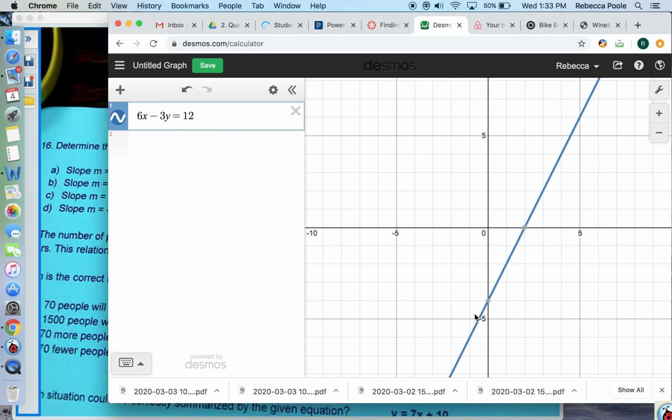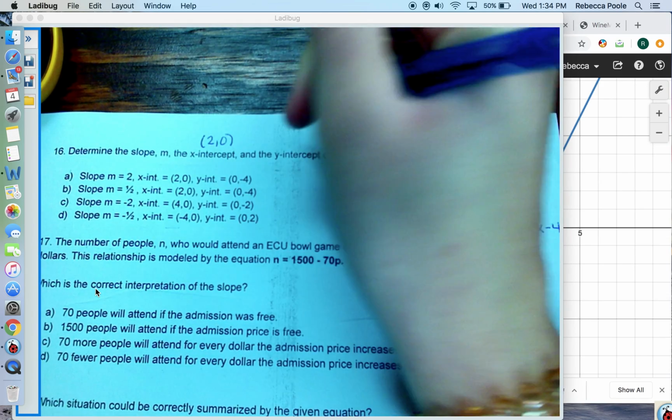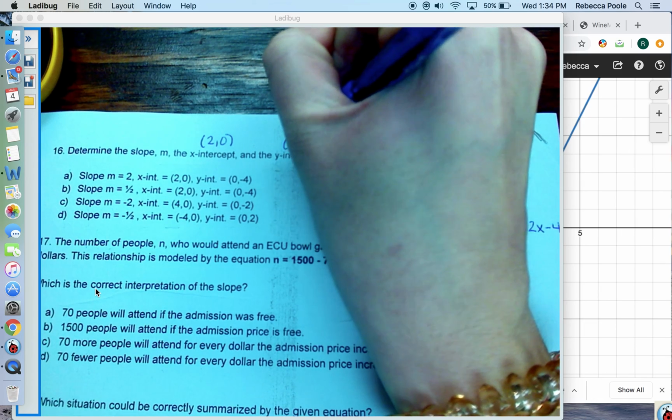From this line, the first two things I see are the x-intercept where it touches x, and the y-intercept where it touches y, because it already gives you those 2 points, okay? So the x-intercept where it crosses x is at the point 2, 0. And the y-intercept where it crosses the y-axis is at 0, negative 4. So I'm going to go write that down on my paper. The x-intercept was 2, 0, and the y-intercept was 0, negative 4.